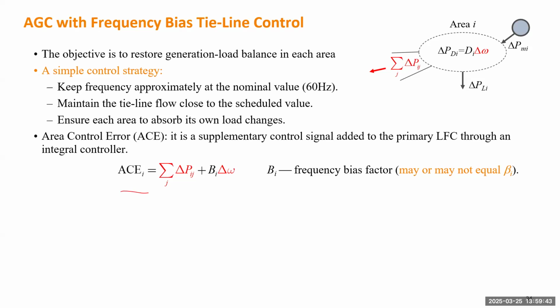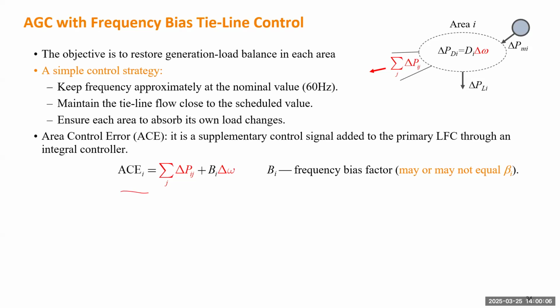So you can immediately recognize this B factor is very much like a beta factor, because earlier we multiplied the beta factor by the frequency deviation, and we can translate that into a tie-line flow change. That's for the case where we only have a governor without AGC. But right now, with AGC, this ACE is what we define.